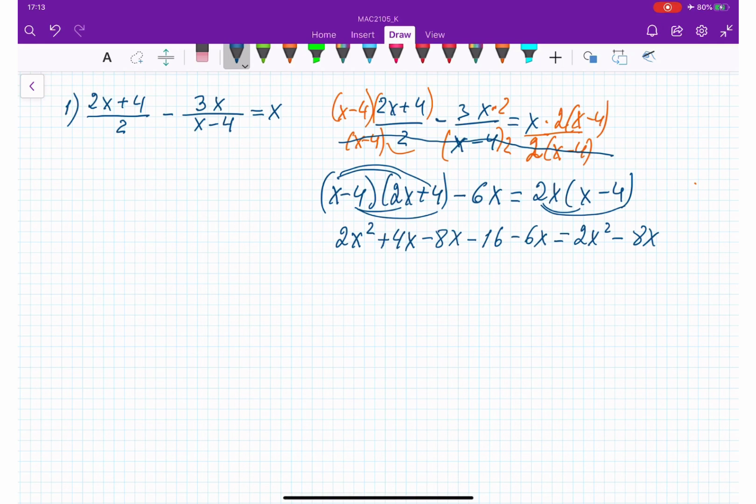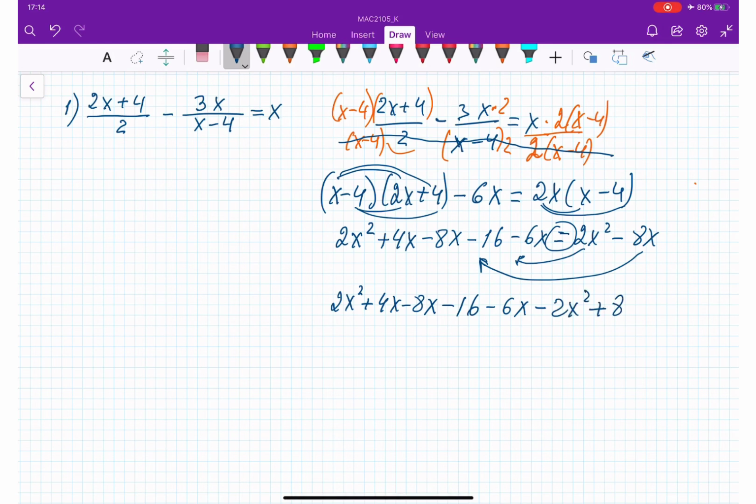Okay, so let's see. I'm going to move 2x squared to this side of the equal sign and negative 8x to this side of the equal sign. Which means it's going to flip the sign, yes? So we have 2x squared plus 4x minus 8x minus 16 minus 6x minus 2x squared plus 8x. So 2x squared is positive, I'm moving it to this side, I'm getting negative. Negative 8x is negative, I'm moving it to this side, it becomes positive.